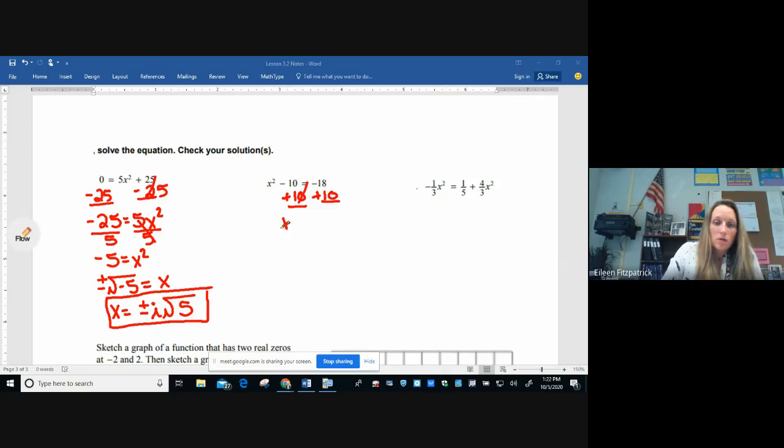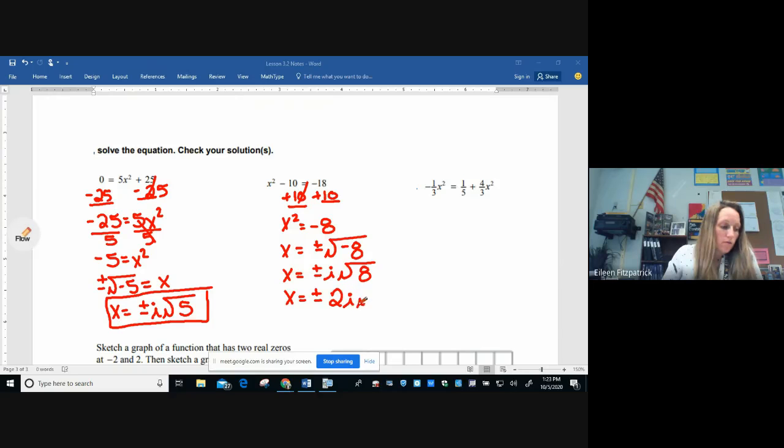Okay. Here I'm going to add 10 to both sides. So I have x squared is equal to negative 8. I'm going to take the square root of both sides. Don't forget plus minus. So plus minus the square root of negative 8. And I'm going to simplify that first to just i root 8. And then 8 has a perfect square factor of 4. It simplifies down to a 2. So it's 2i root 2.